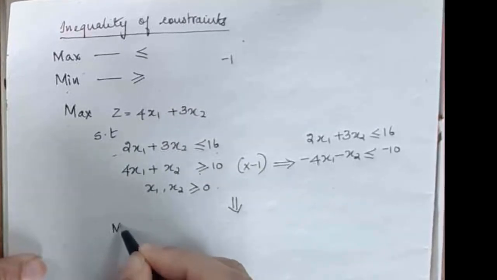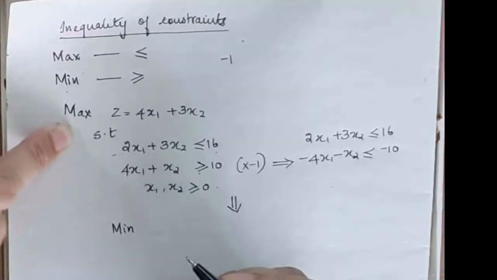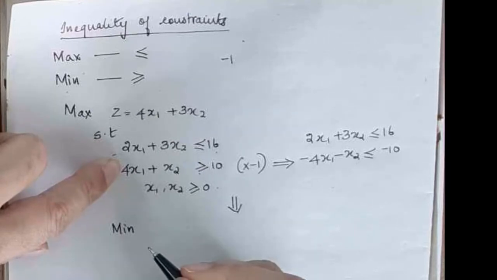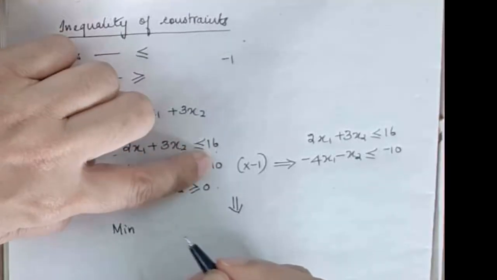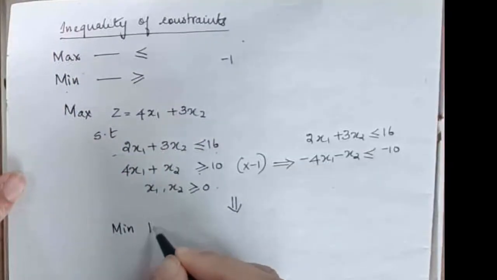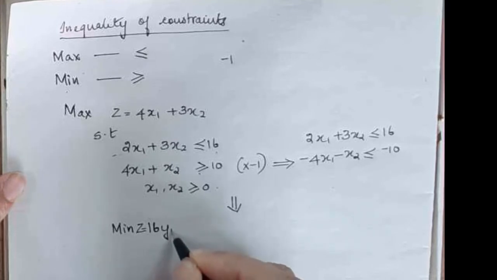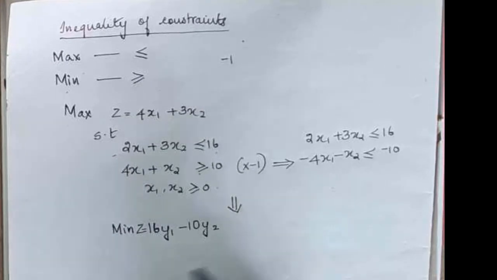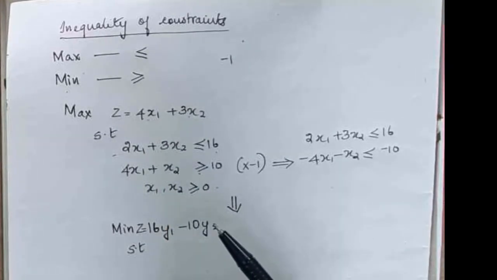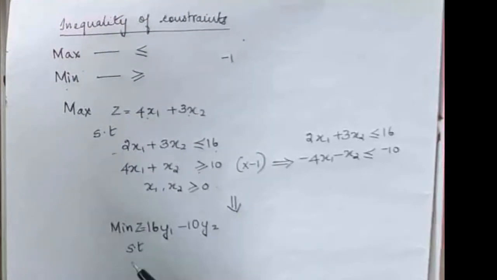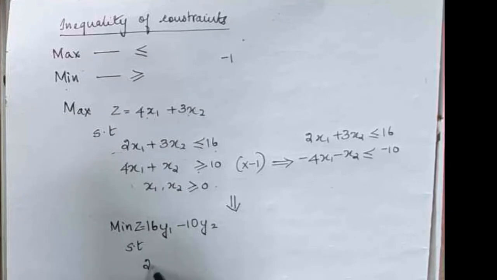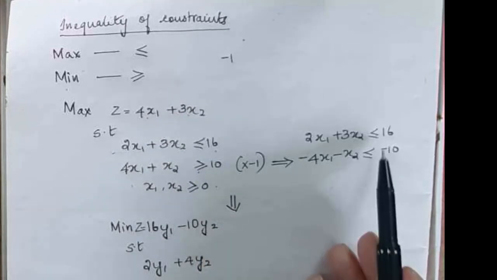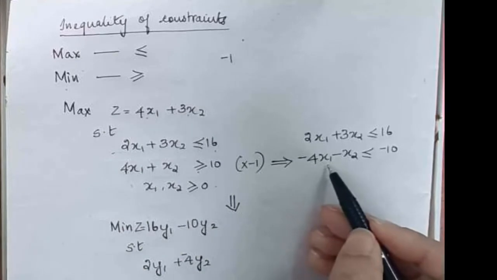So now you can convert this to the dual. How will this convert to minimization? Since this is maximization, this will become minimization, and you have two constraints here, so there will be two variables also. So it will be z is equal to 16y1 minus 10y2, subject to the constraints. Since there are two variables in the objective function, there will be two constraints in the dual. So it will be subject to, with these values, 2y1 plus 4y2. Since both are less than, you should look into this one, minus 4y2.